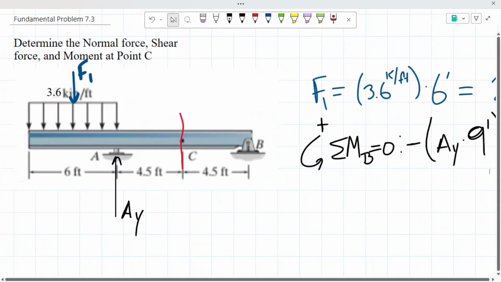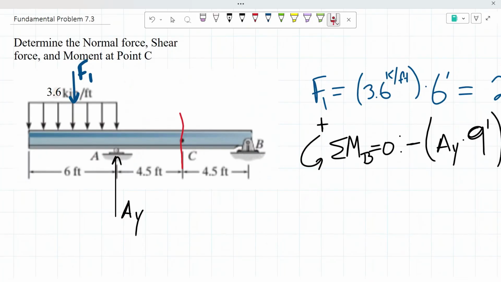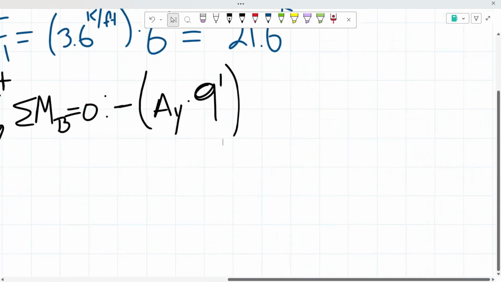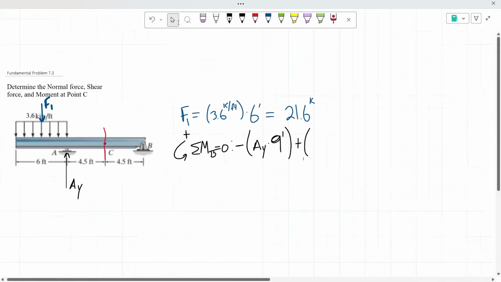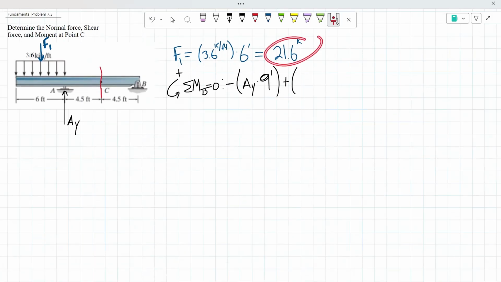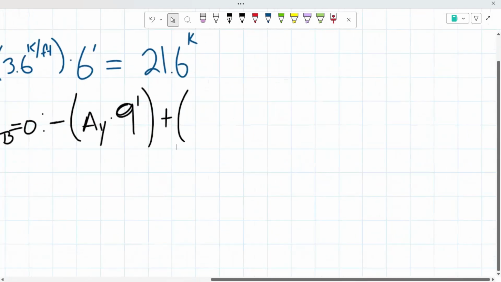From there, we have our concentrated force, our F1. We know that it is going downwards, so about point B it will be creating a counterclockwise moment, meaning a positive moment. So we're going to get a positive moment from that. We know that our concentrated force is 21.6 kips.